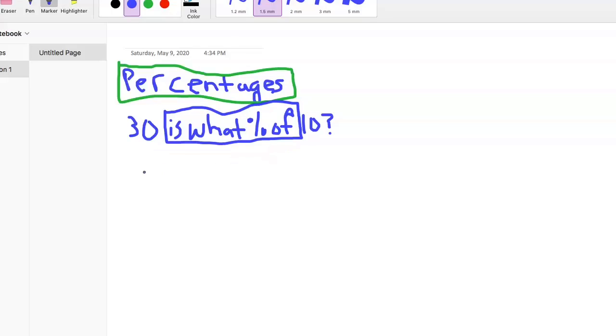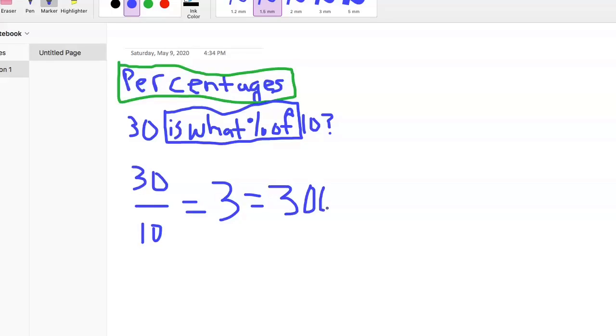You just divide the two numbers. So that's your first move. Just take our 30 divided by 10, right? 30 divided by 10 is 3, yes? When we see a number like 3, that actually equals 300%. And that's going to be our answer for this one. 30 is what percent of 10? The answer is 300%.